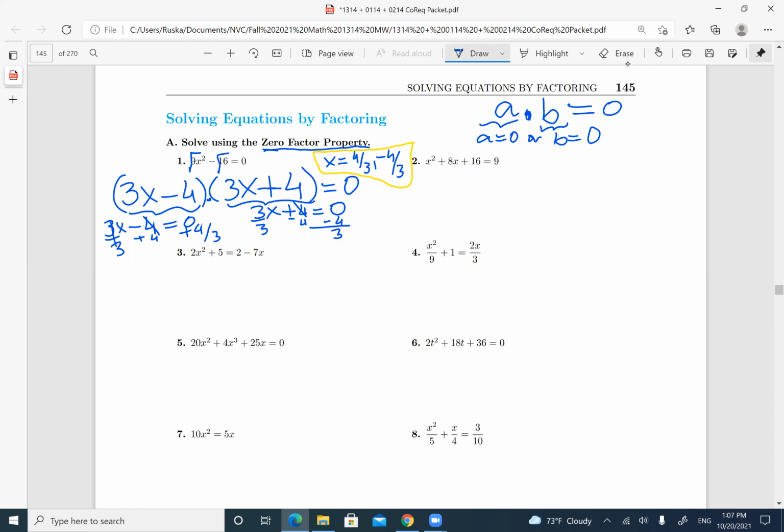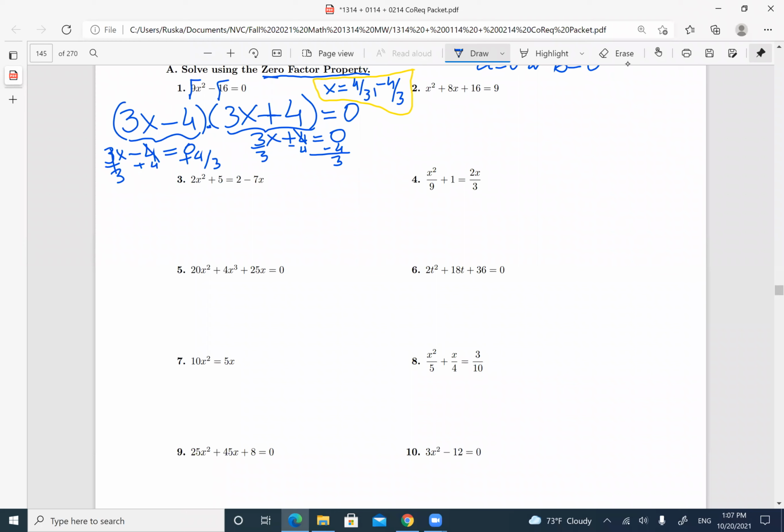So before you factor, though, you have to have it equal 0. So let's go ahead and do number 3. We're going to move everything to the same side. So we're going to subtract 2 on both sides, and also I'm going to add 7x on both sides. That way I'm going to have everything on one side equal to 0. So I'm going to have 2x squared plus 7x plus 5 minus 2, which is 3, equals 0.